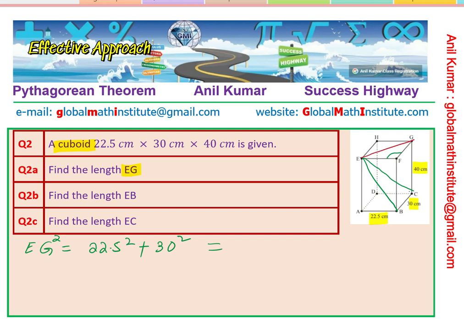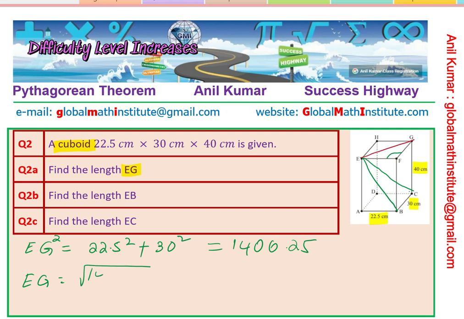So we have 22.5 square plus 30 square, and that gives us a value which is 1406.25, and E to G will be equal to the square root of 1406.25, which is equal to 37.5, and the units are centimeters. So you see, we have found E to G, right? Now let's figure out what is E to B.